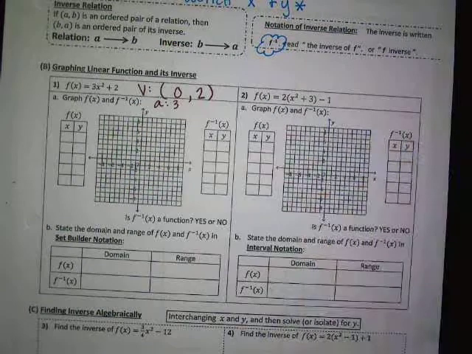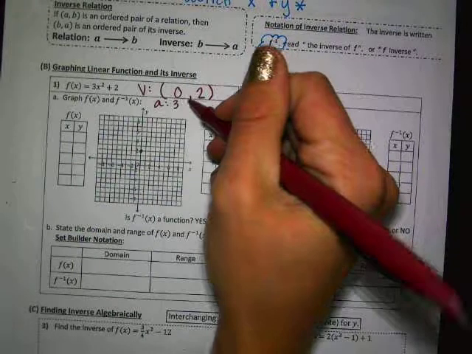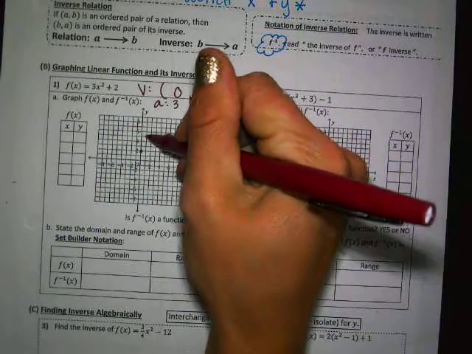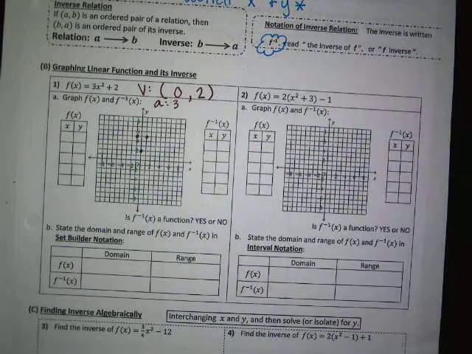All right, so I'm going to plot this, 0, 2. My A value is 3, so I'm going to go up 3 over 1, up 3 over 1. Remember, you cannot go past that, though. You're just plotting those 3 points.